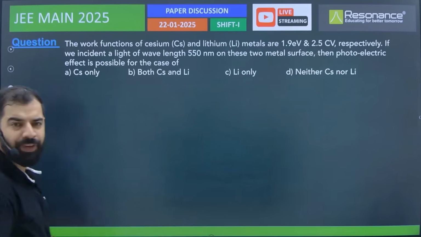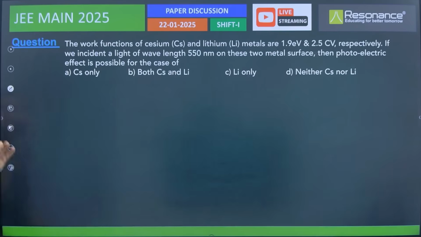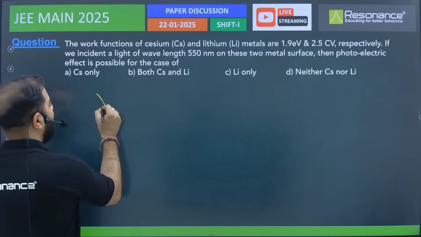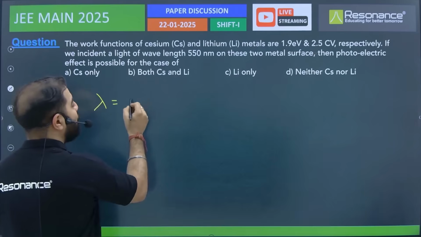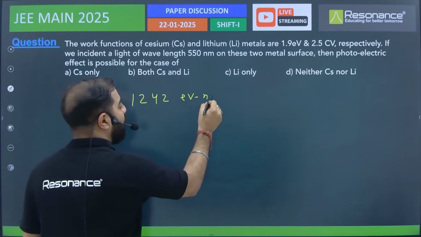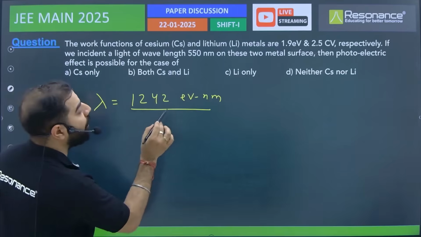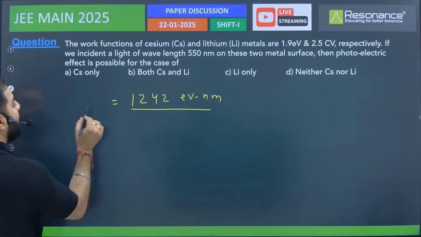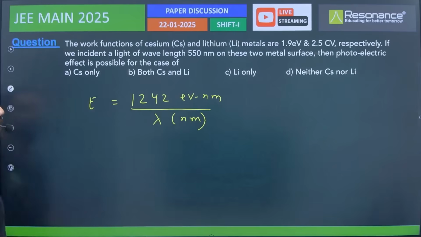So it's a very traditional question. We can see this type of question very many times in the exams, right? Let's go. It's again a very basic question from modern physics, based on the photoelectric effect. So the formula for lambda, I guess we must have used this formula so many times. Lambda is equal to 1242 or 1240 electron volt nanometer by the energy. I hope we know this formula, right?